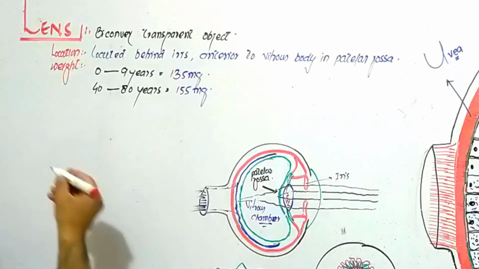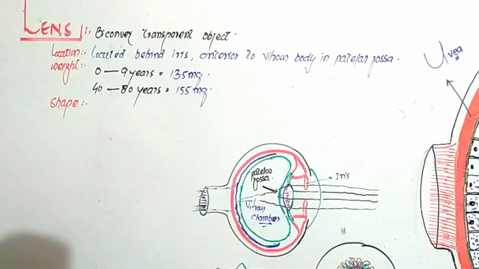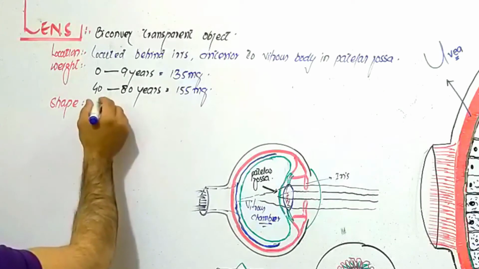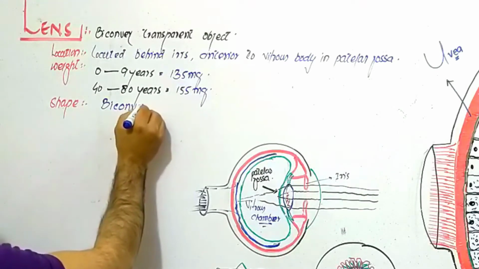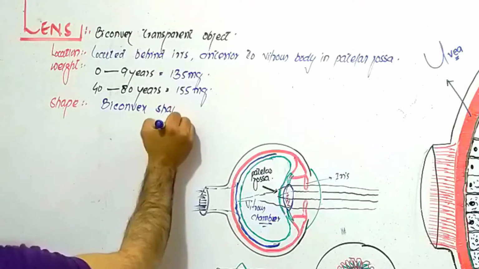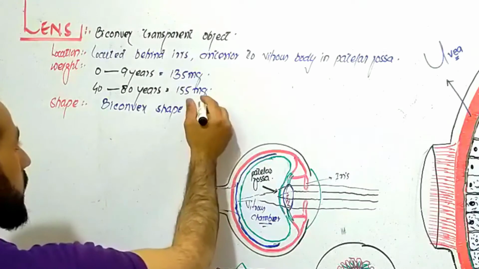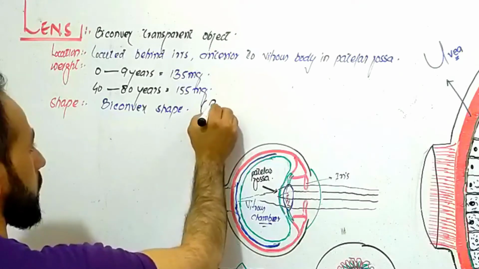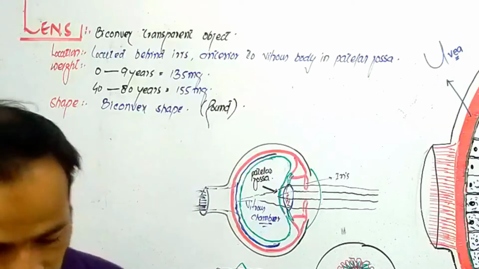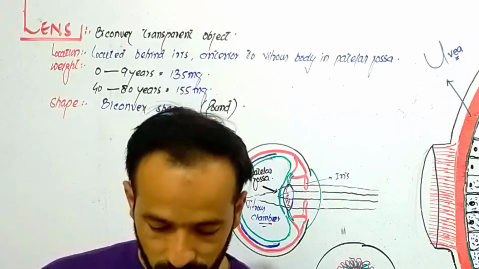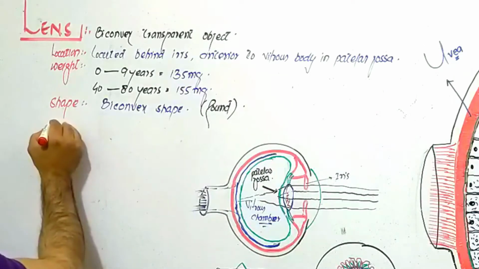Now what is the shape of your lens, my dear friends? Shape. Here I have told you that our lens has a biconvex shape, and you can also say that the lens is round in shape. It's a very important point. This was the shape.